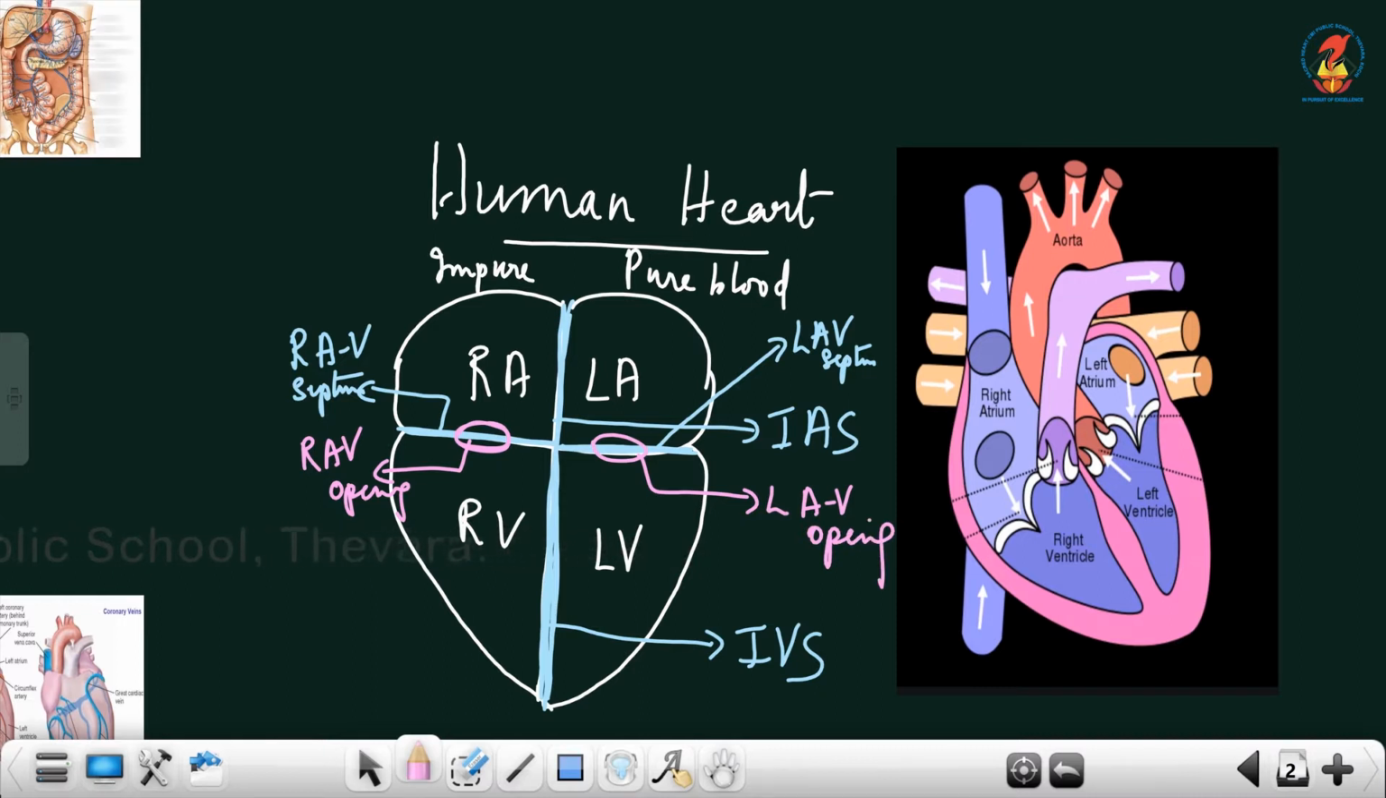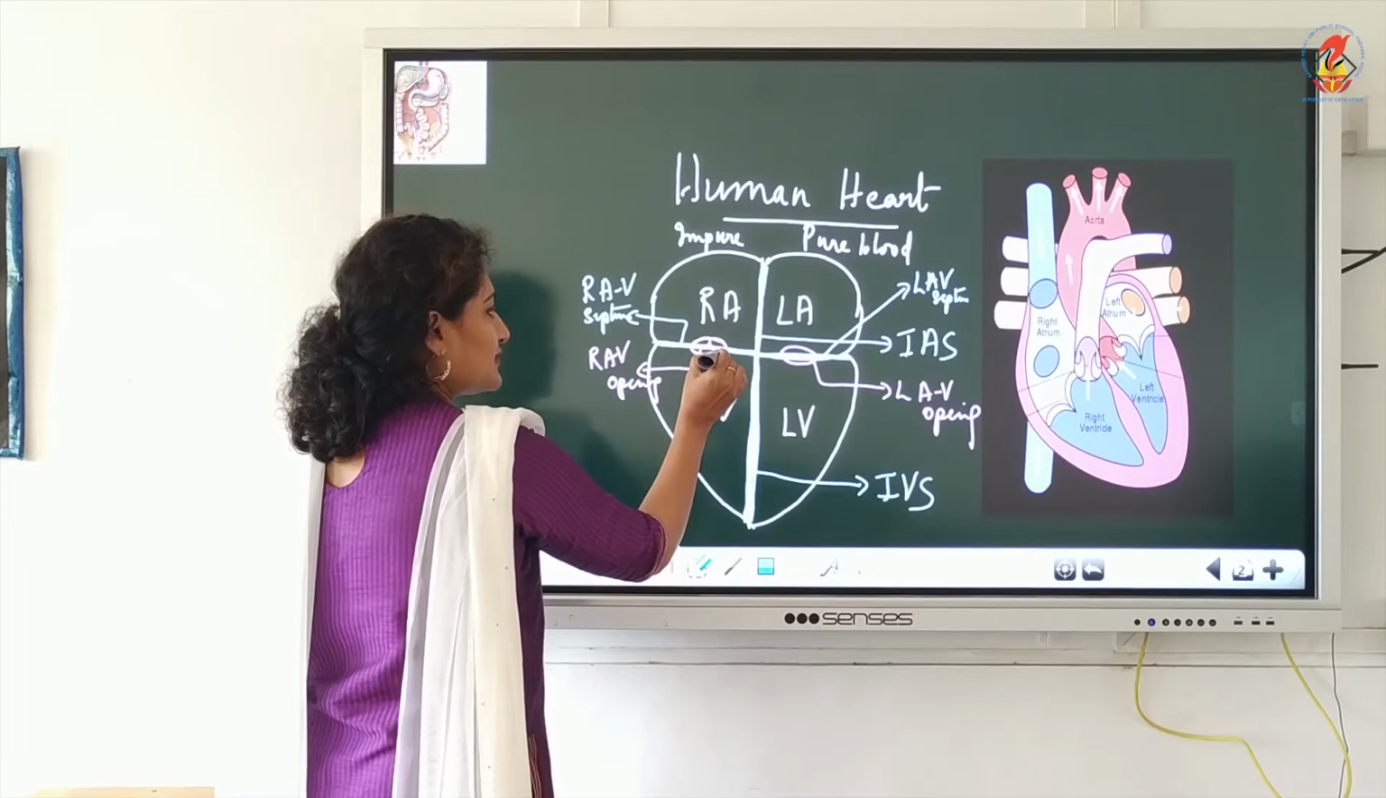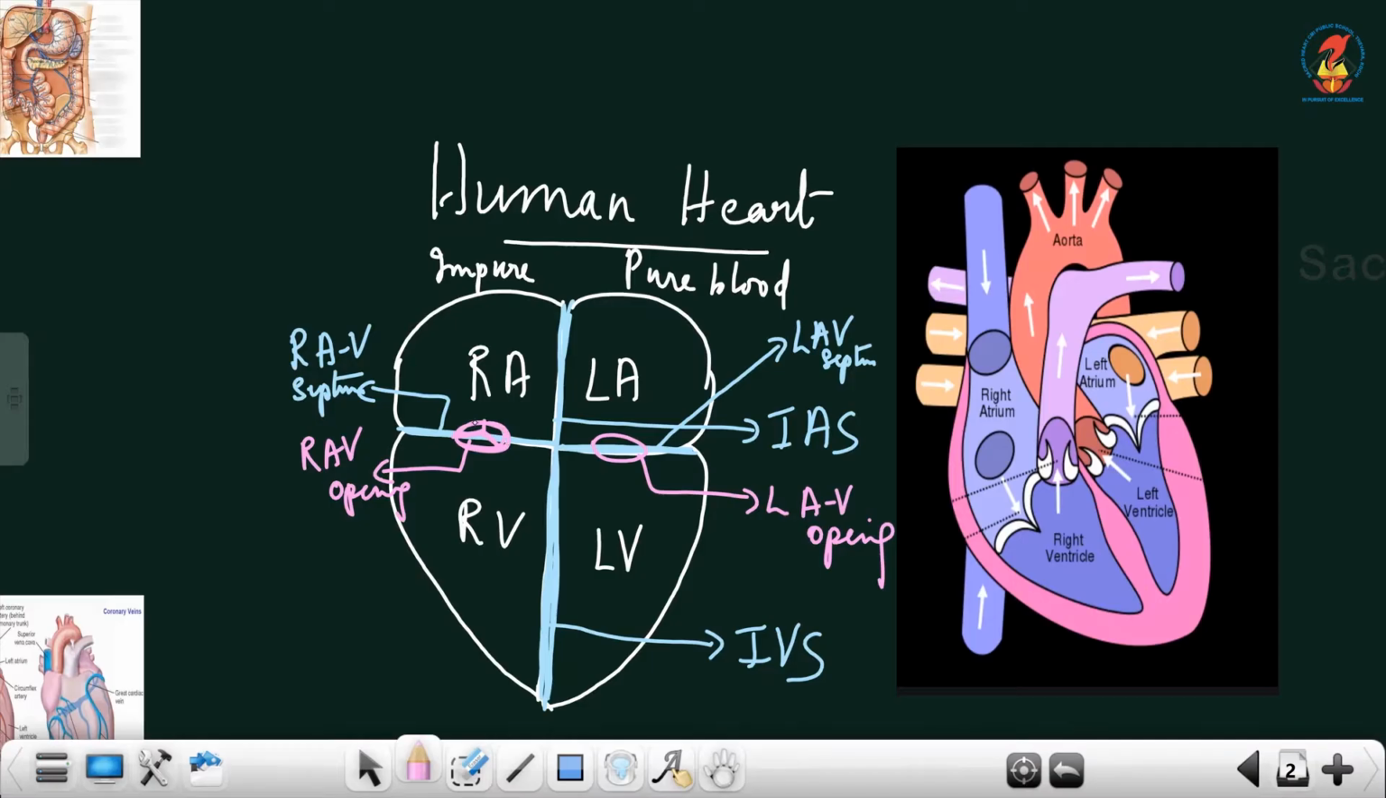Now, these openings are guarded by valves, and the valves are provided with cusps or flaps. The flaps here are 3 in number. So, there are 3 flaps on the right side, and this valve is called the tricuspid valve. So, on the right side the atrioventricular opening is guarded by the tricuspid valve, that is 3 flaps. On the left side it is guarded by a valve with 2 cusps or 2 flaps called the bicuspid valve.